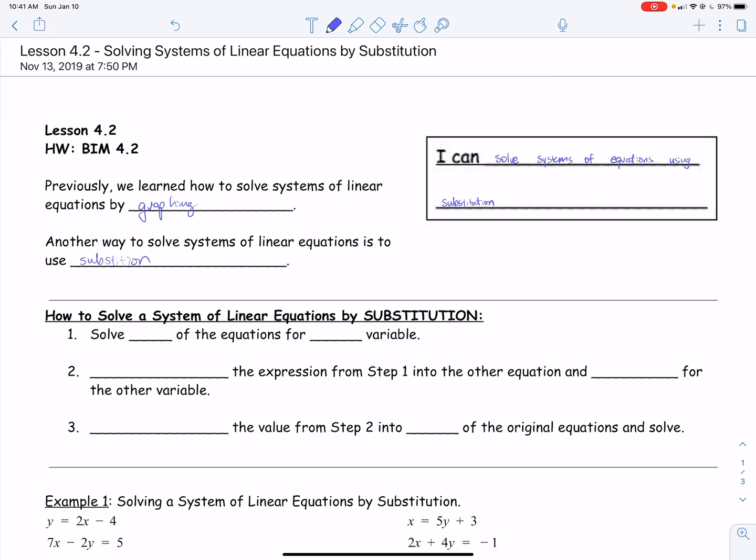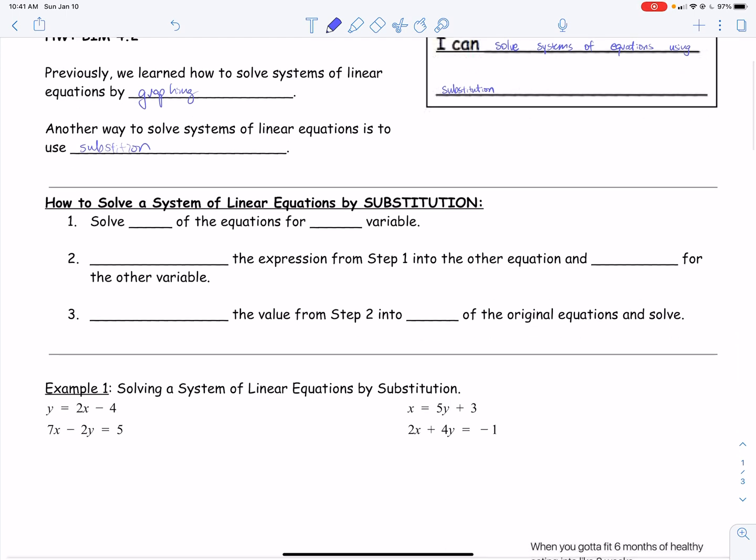So here are 3 steps to solve a system of linear equations using substitution. Step 1 is to solve one of the equations for any variable. What that means is you make it x equals or y equals. So I would solve for x or y in any equation. It doesn't matter which equation you choose, but you need to have an x equals or a y equals in just one of your equations.